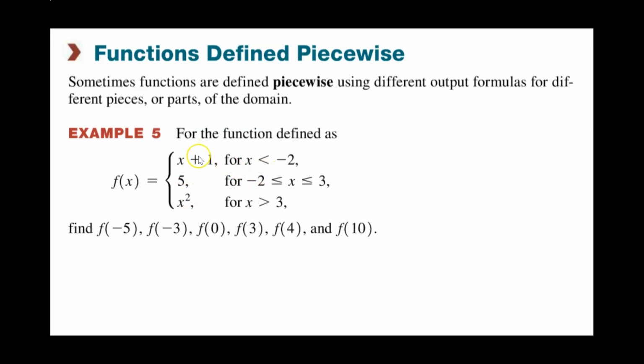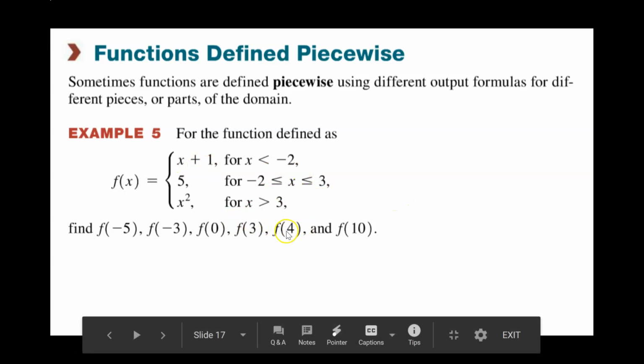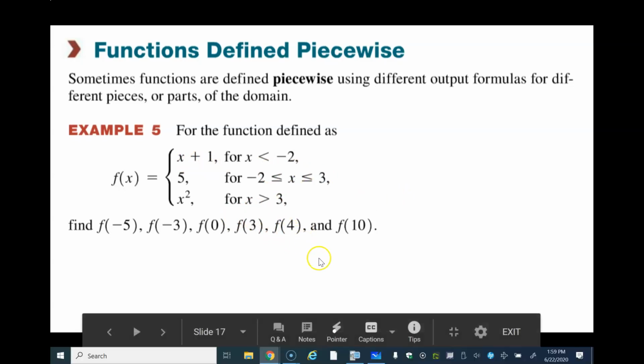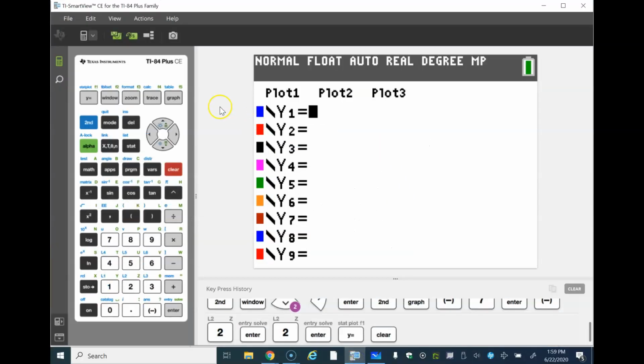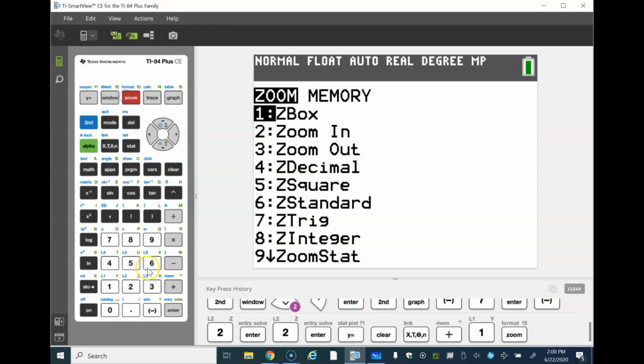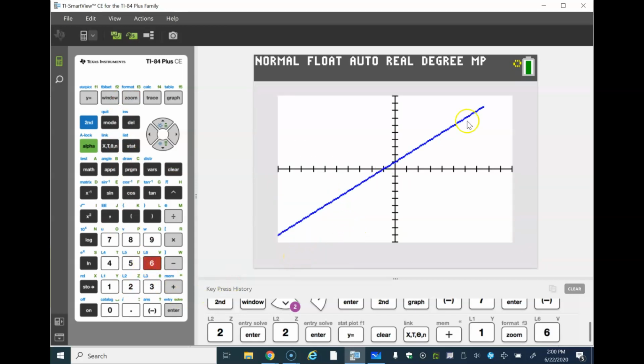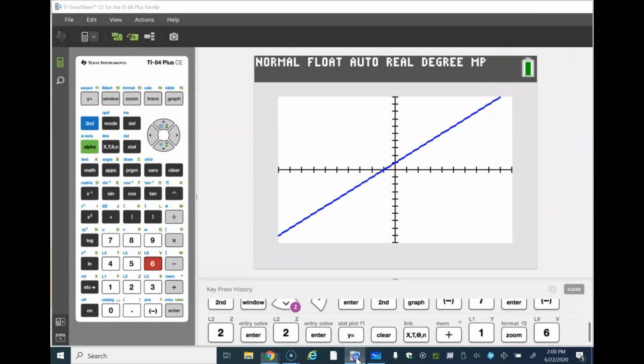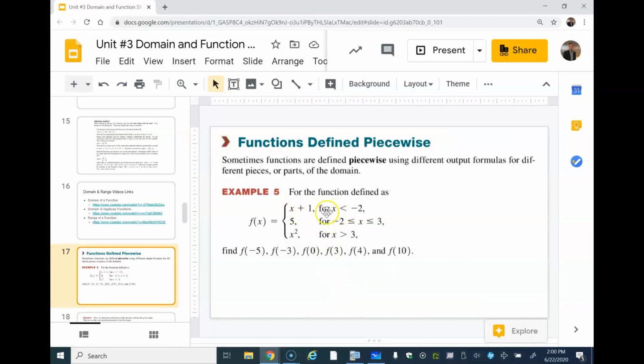However, I just need a piece of it. I don't need the full length of x plus 1. So if we have x plus 1 in our calculator, x plus 1, we hit zoom 6. This is the full length of x plus 1. But in our example, we don't need the full length.